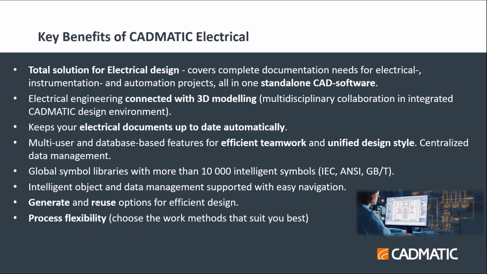All the objects, like cables, devices, are intelligent in CADMATIC Electrical. And it is also very easy to find the occurrences. So for example, a motor can have several occurrences in different kind of documents, like in single line documents, in wiring diagrams, in electrical arrangement documents. With our navigation tool, it is very easy to find them. And if you have a need to change the information, change the tag, for example, then after you do the change in one document, all the other documents are automatically updated.